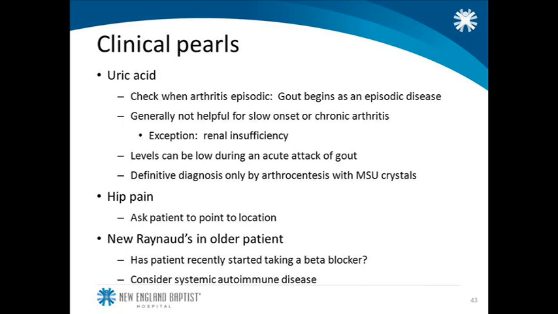Gout begins as an episodic disease, so it's most helpful to check a uric acid when the arthritis is episodic. A uric acid level is generally not helpful for a slow onset or a chronic arthritis. The one exception to this is in patients with renal insufficiency, where gout can be polyarticular from its onset. Uric acid levels can be low during an acute attack of gout, so it's best to check the uric acid level after the acute episode has resolved.